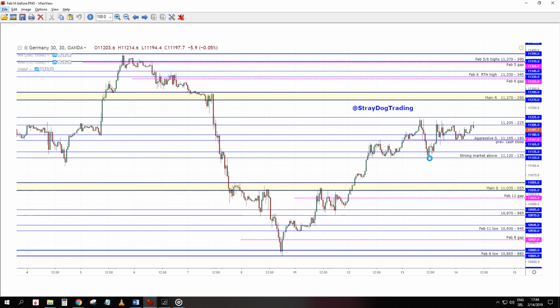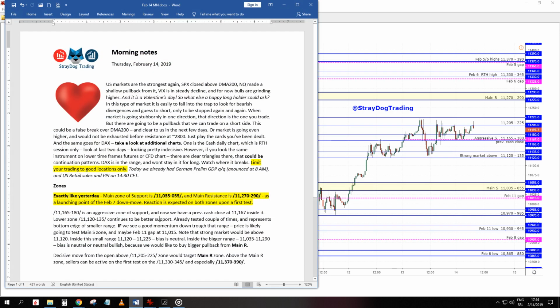Okay, now this was the chart that was posted before the open, alongside the morning notes. The most important thing here is that I have posted some additional charts today. We will look at them now. I said here, limit your trading to good locations only, and the best locations for today were the same as for the previous day.